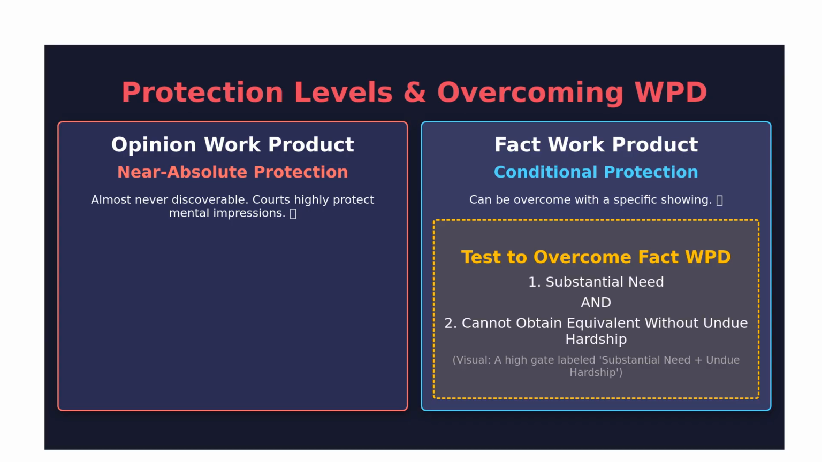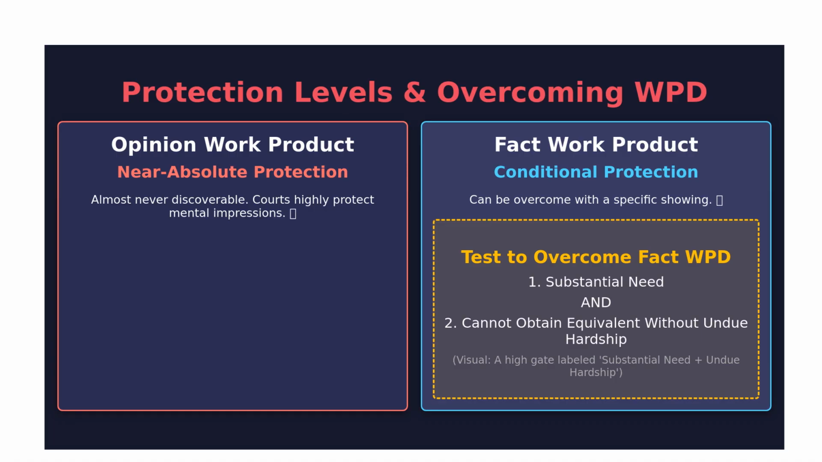Opinion work product, representing the attorney's core mental impressions and legal theories, receives near absolute protection. It is almost never discoverable, period. The court strongly disfavors compelling disclosure of a lawyer's strategic thinking. Fact work product, however, is only conditionally protected. While it is shielded from routine discovery, this protection can be overcome.